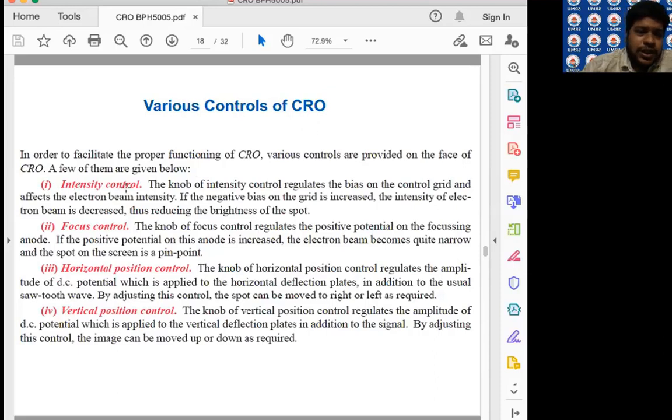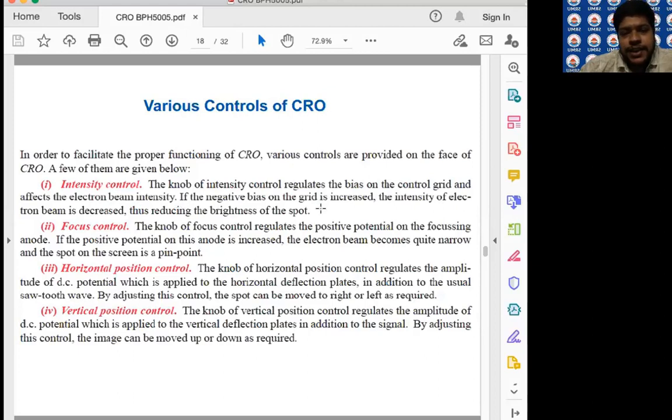So this is how the intensity control works. We know that on a CRO we can move the knob and see the intensity increasing and decreasing. Now we need to understand what is actually happening. The knob of intensity control regulates the bias on the control grid and affects the electron beam intensity.